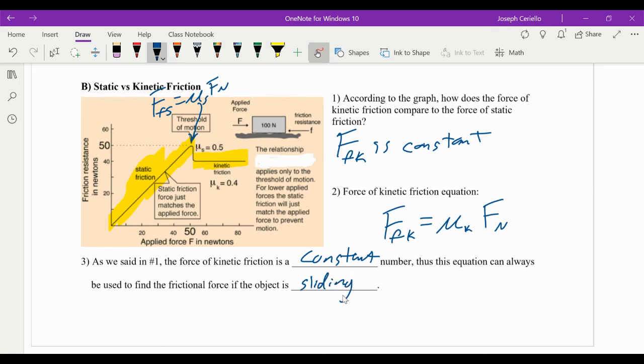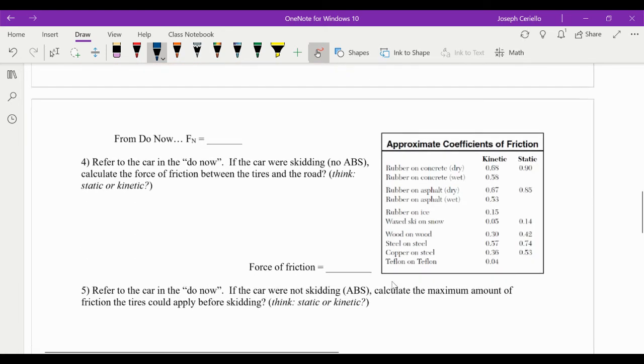I think moving isn't a great word to use. I think we're going to start using the word sliding. Because moving, as we saw, wheels can be moving but have static friction. A person can be moving but has static friction between their feet and the ground.